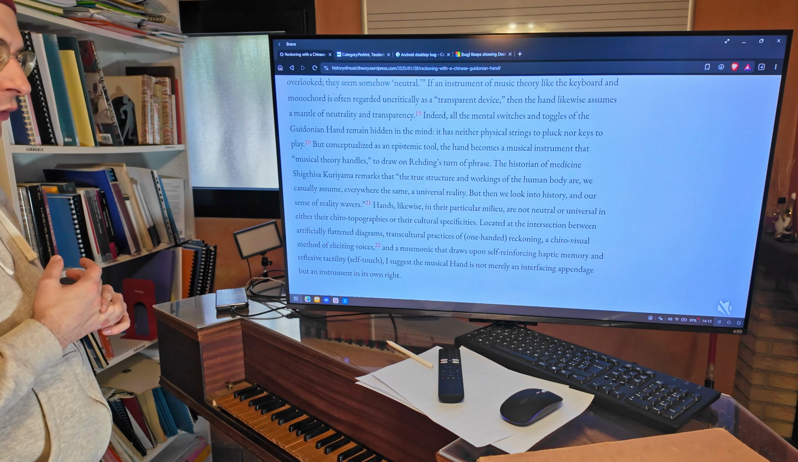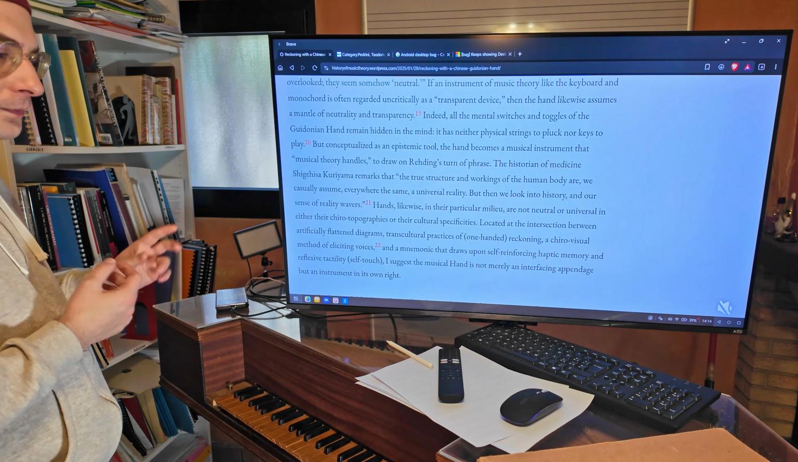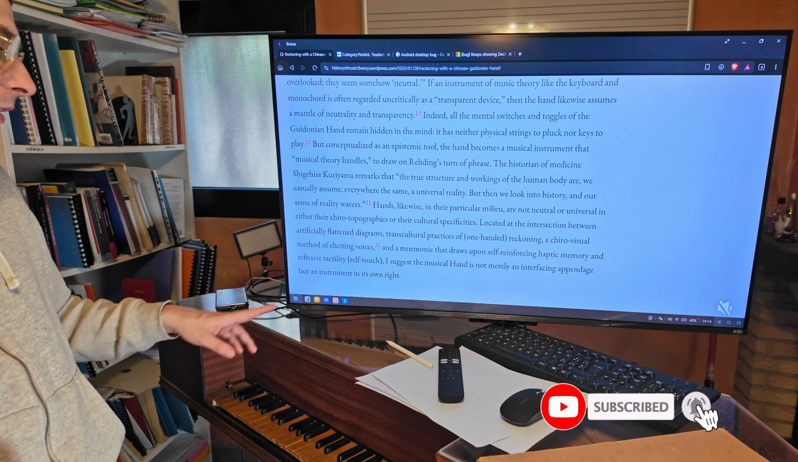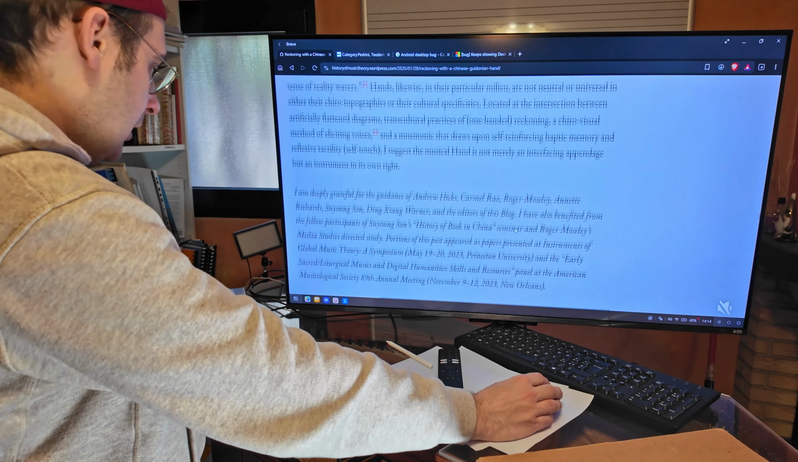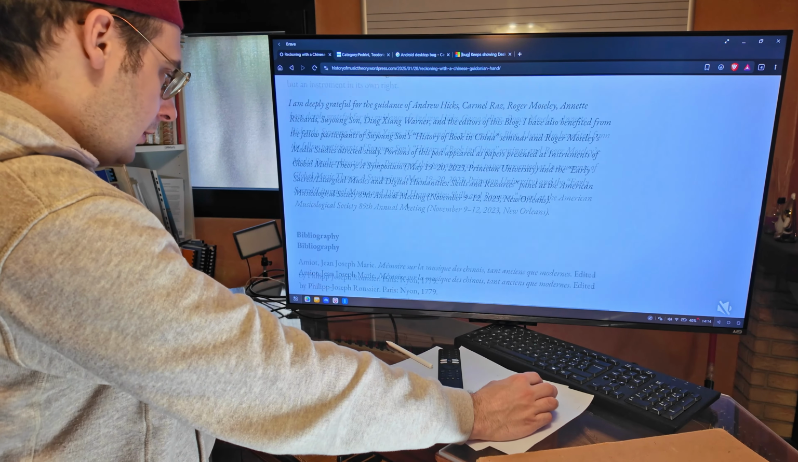Transcultural practice of one-handed reckoning, a clear visual method of eclipsing voices, and a mnemonic that draws upon self-reinforcing haptic memory and reflexive tactility, self-touch. I suggest the musical hand is not merely an interfacing appendage, but an instrument in its own right. Okay. I'm grateful, blah blah blah blah.